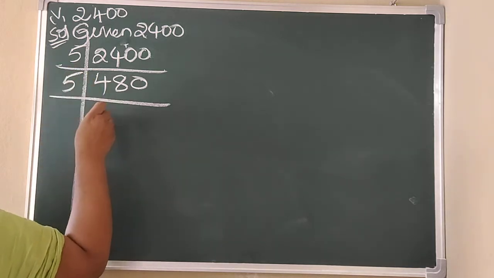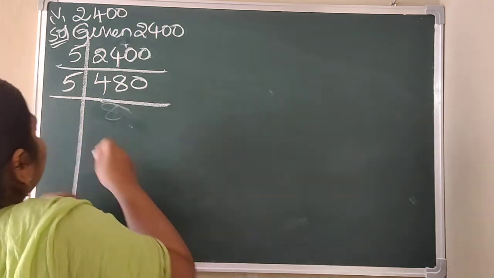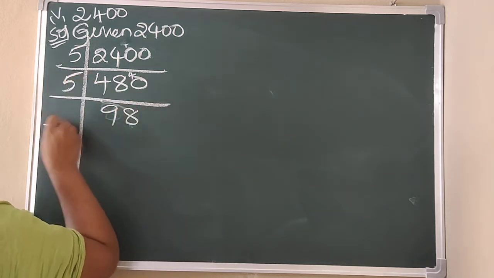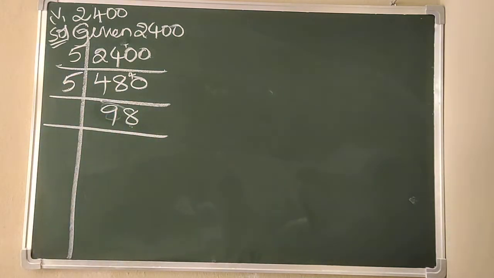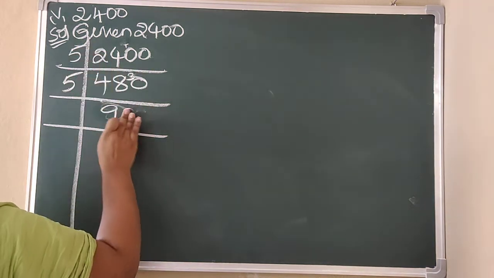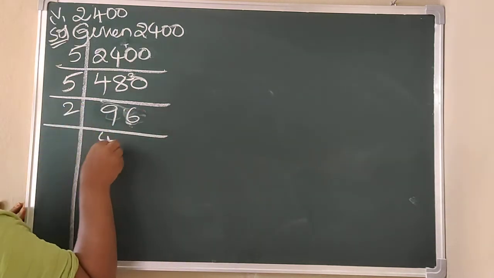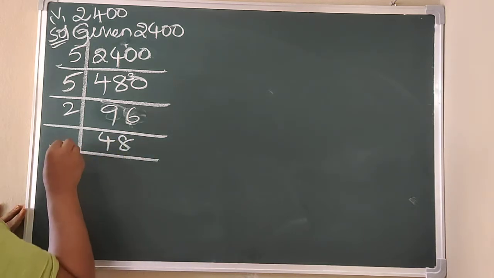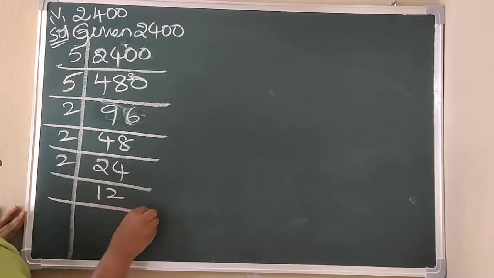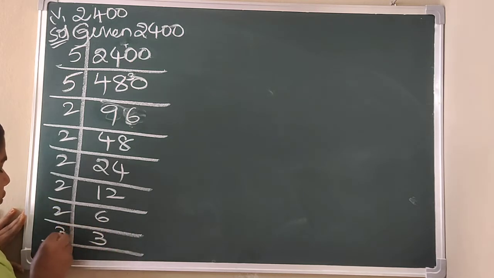Again with 5 table, 5 8 times is 40, 5 9 times is 45. Here it will be 4. 5 8 times is 40, that is 96 times you got. So it will be 30 here. So 5 6 times is 30. Okay, so now with 2 table, 2 48 times is 96. 2 24 times is 48. 2 12 times is 24. 2 6 times is 12. 2 3 times is 6. And 3 1 time is 3.